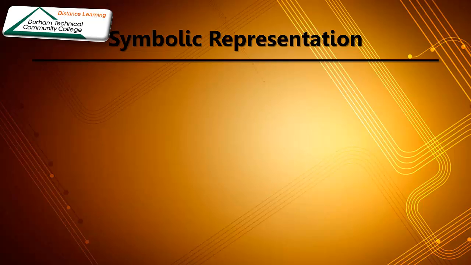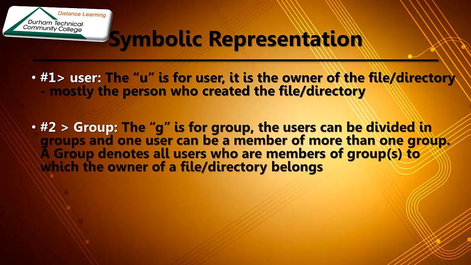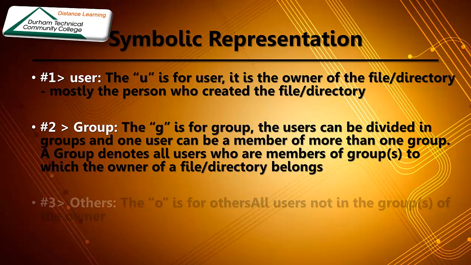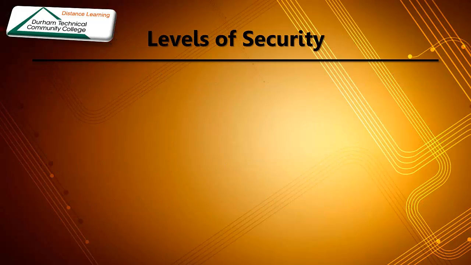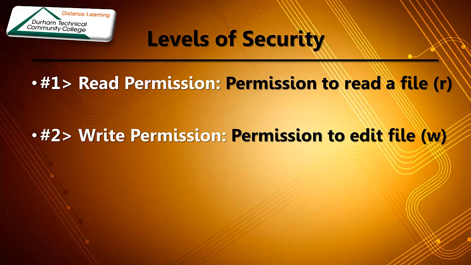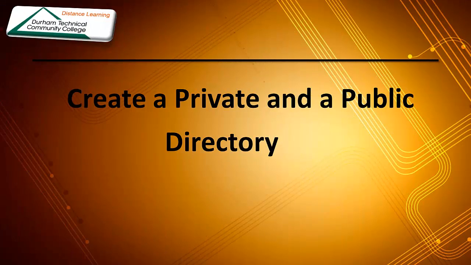Symbolic representation. In addition, for one to better understand file permissions, let's take a look at the three different levels for a directory. The U is for user, the person who mostly created a file or a directory. The G is for group, to which the owner of a file or directory belongs. And the O is for other, a user that is not in a group. Moreover, for granting permissions, there are three levels of security for a file. As indicated in the permissions, the R is for read permission, W is for write permission, and X is for executing permission.